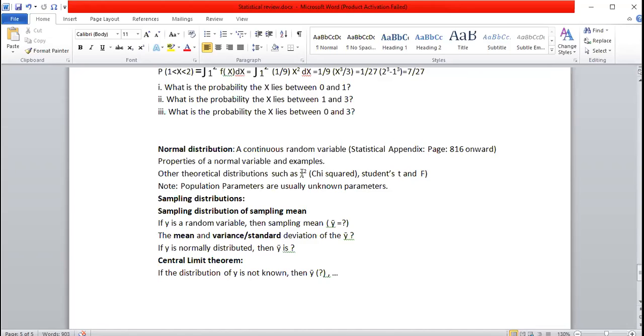You have done chi-squared distribution? No, Professor. Don't say no. I guess you did something. Never heard of chi. What is chi-square? I never heard of this. Okay, chi-square is another. So normal distribution is one distribution.